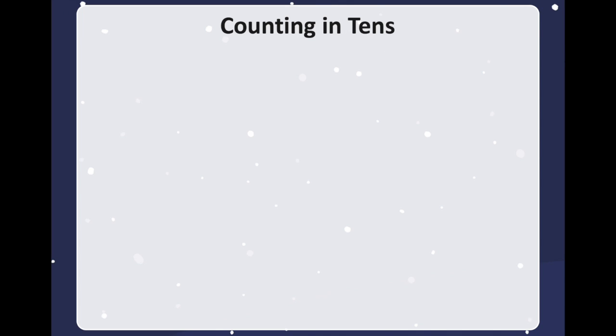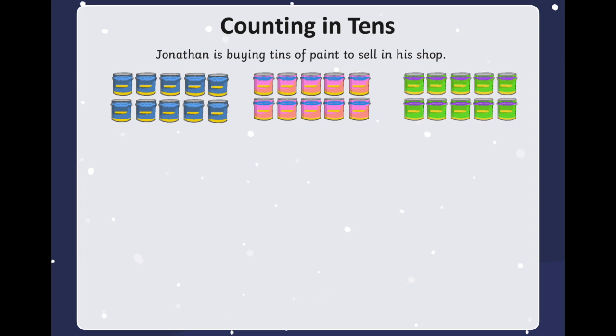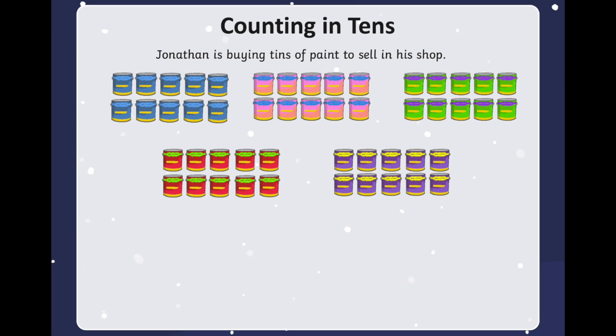The final thing we will learn today is counting in tens. Jonathan is buying tins of paint to sell in his shop. Let's count them together. We need to count in tens. Each group has 10 tins. 1, 2, 3, 4, 5, 6, 7, 8, 9, 10. Each group is 10 tins of paint.